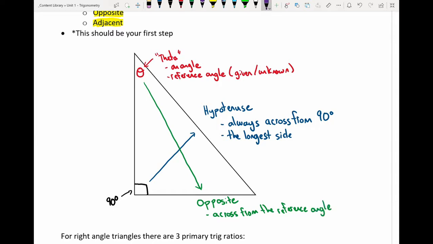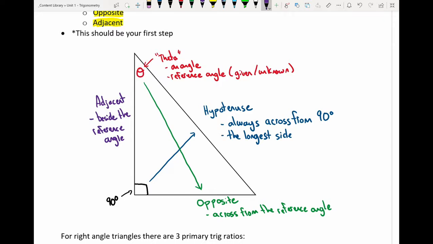And that leaves us lastly with our other side, which is the adjacent. And if you think of the word adjacent, adjacent means to be beside. So the adjacent side is beside the reference angle. And you know it's only going to be this side because the other side is the hypotenuse. So that's how you can determine or label your three sides. Hypotenuse is always going to be across from 90 degrees. Your adjacent is always going to be beside your reference angle, and your opposite is always going to be across from your reference angle.